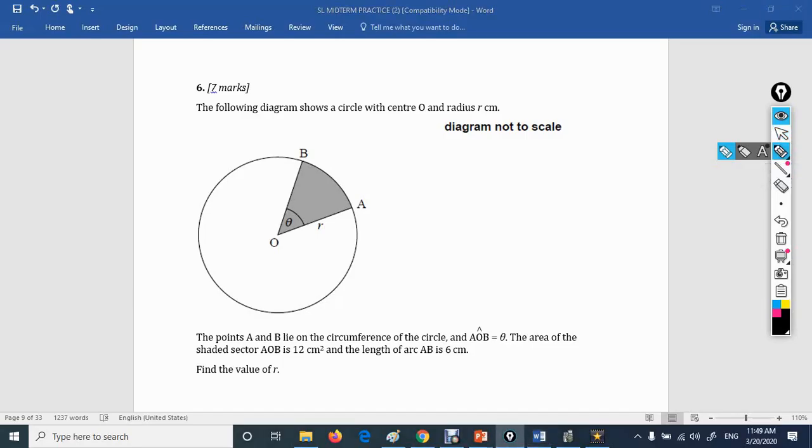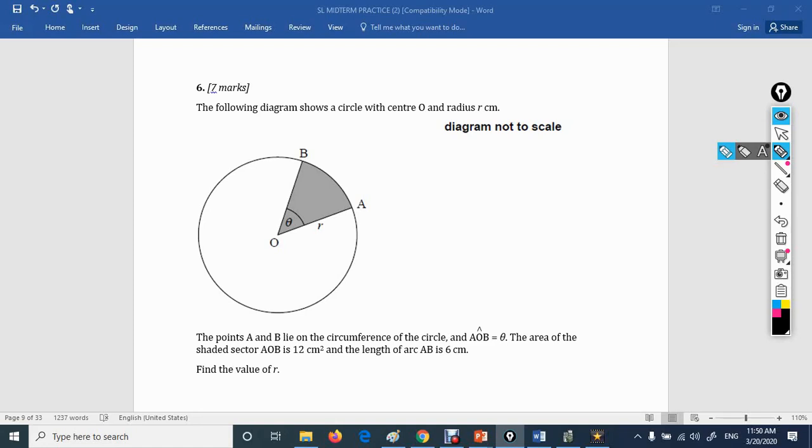So we're currently on question number 6, and this one is a geometric problem. So let's see, the following diagram shows a circle with center O and radius r centimeters. So this is the sector, and it says points A and B lie on the circumference of the circle. The angle AOB is theta. The area of the shaded sector AOB is 12 centimeters squared, and the length of the arc AB is 6. Find the value of r, find the radius.